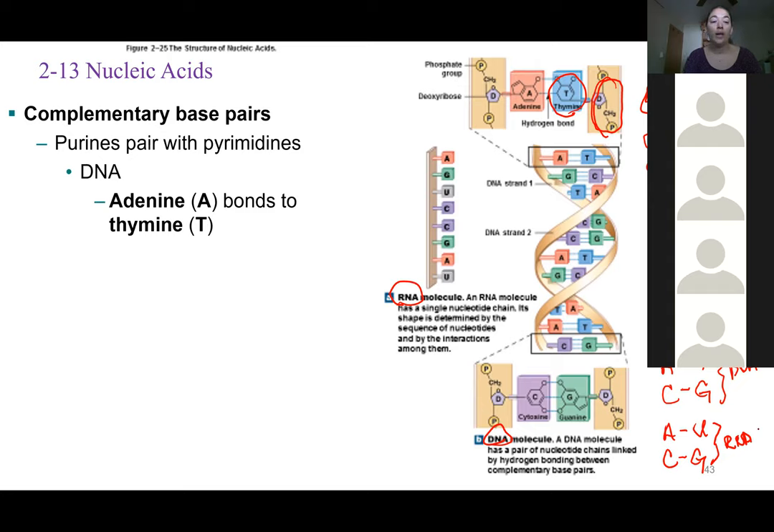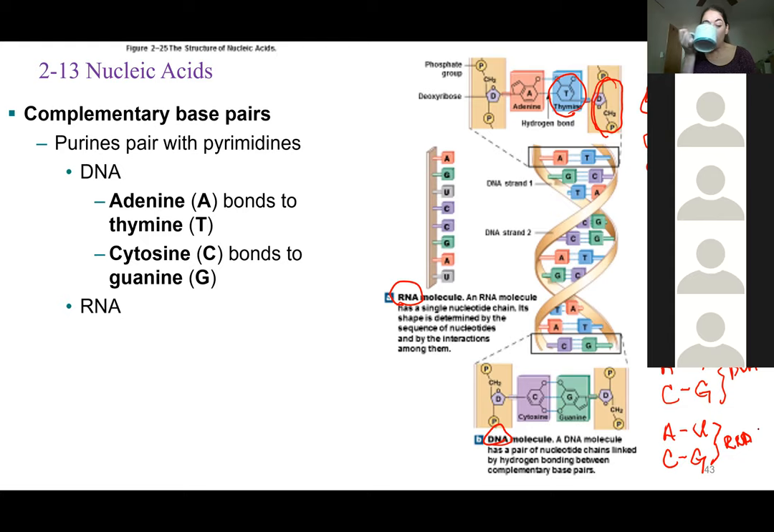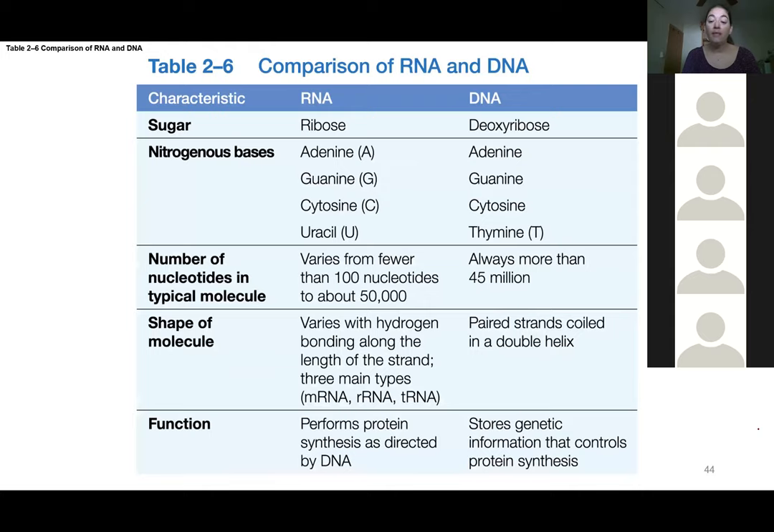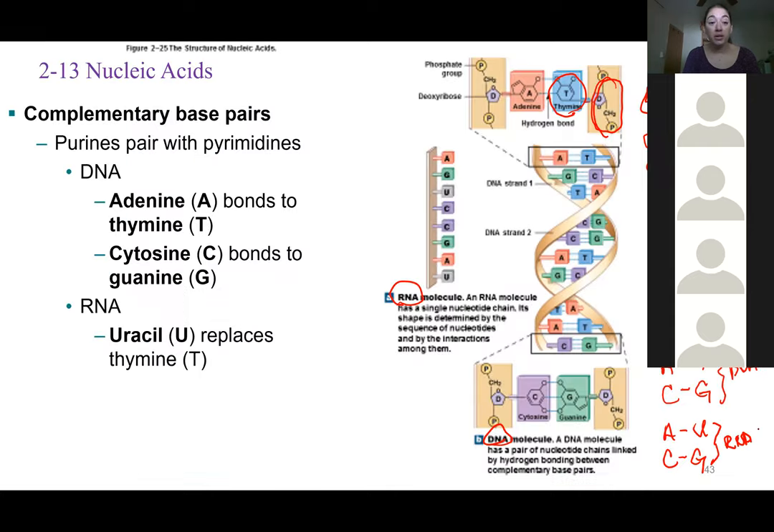So just going over that again, adenine always bonds to thymine in DNA, and cytosine always bonds to guanine. Okay, RNA molecules. Uracil replaces thymine. So in that case, we have adenine binds to uracil in RNA only. Must remember that uracil is unique to RNA.